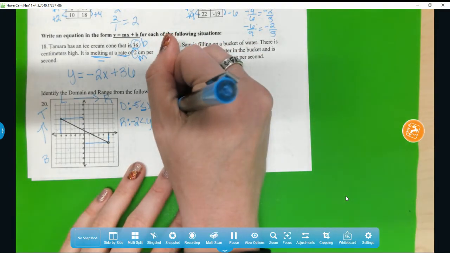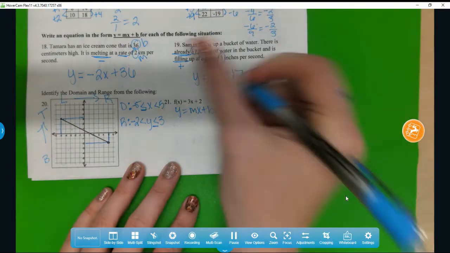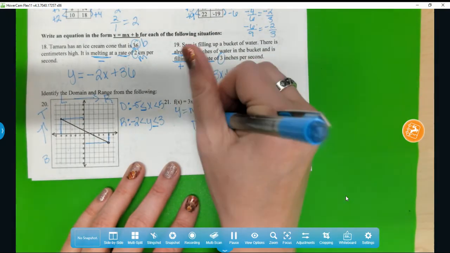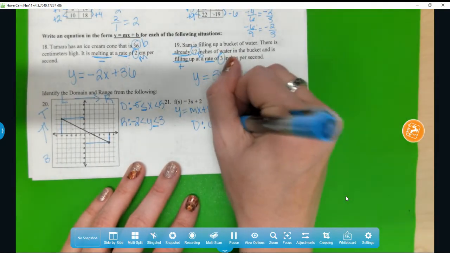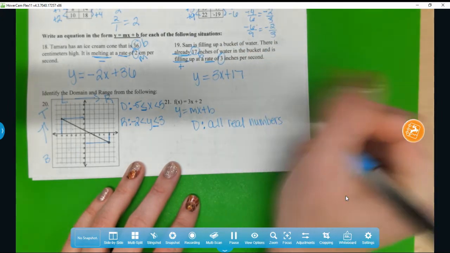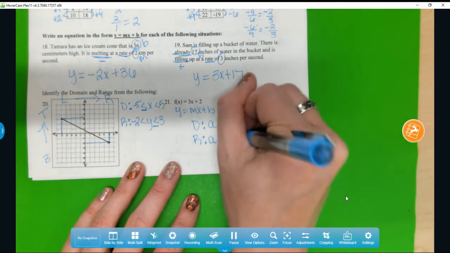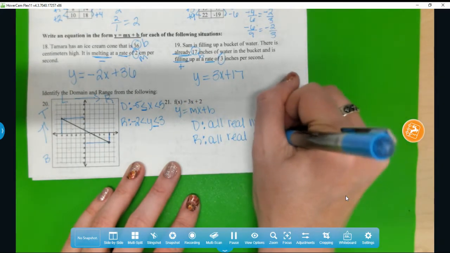Okay, remember this is a linear function, so it's in y equals mx plus b. Anytime you have a linear function, your domain is all real numbers, and your range is also all real numbers.